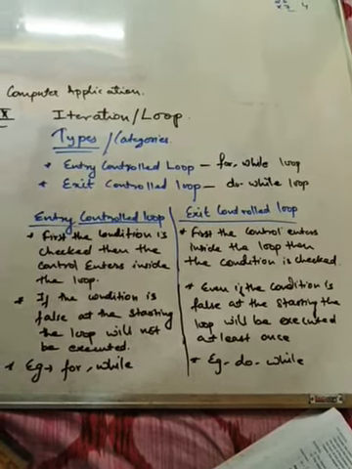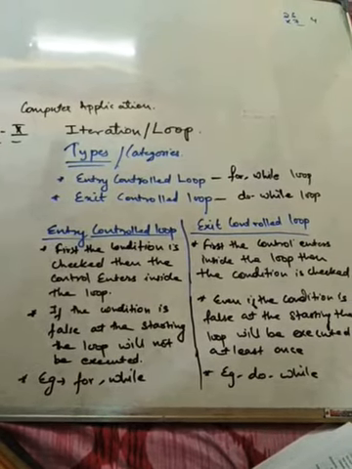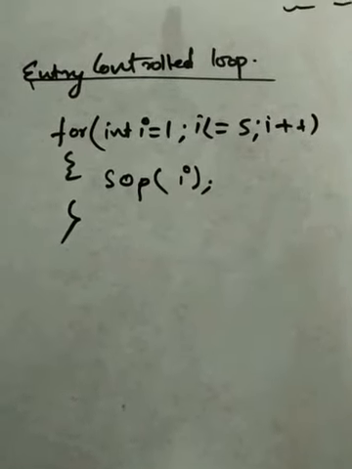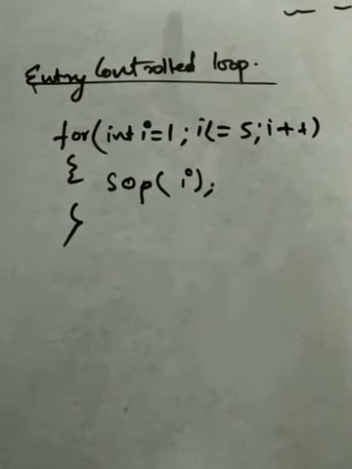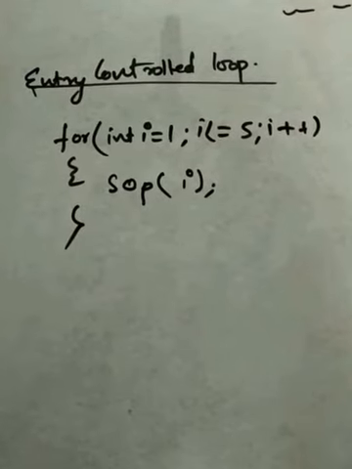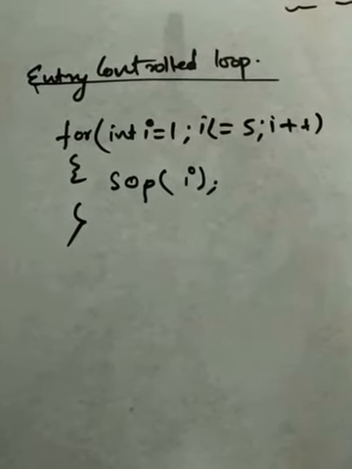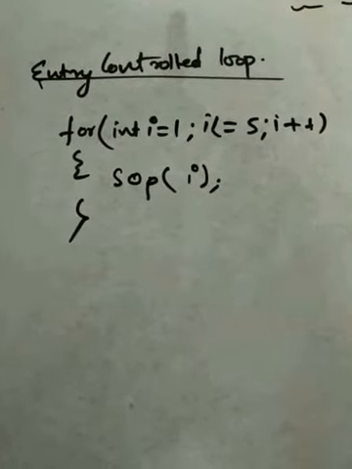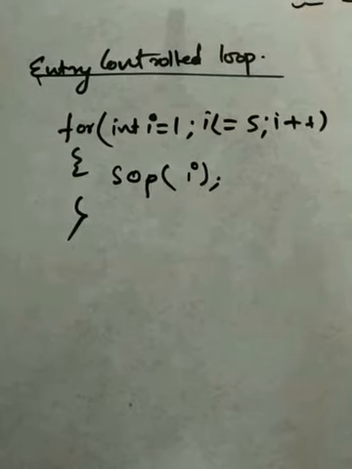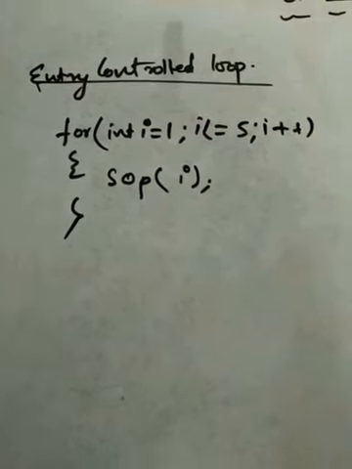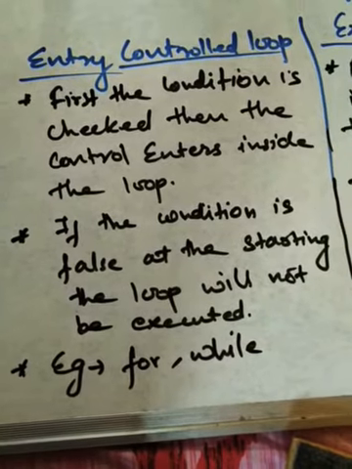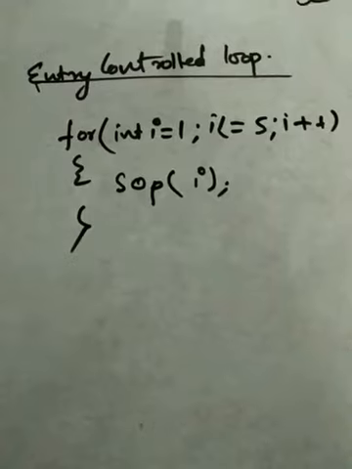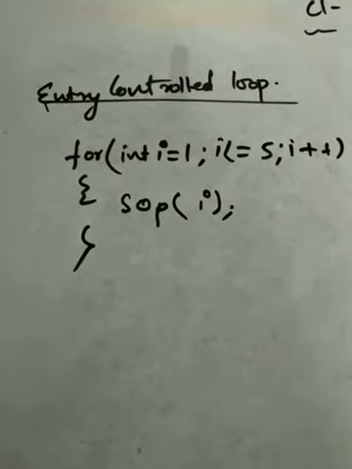Now we'll understand entry control and exit control loops with the help of examples. For an entry control loop, the examples are for and while. We'll see first an example with a for loop, which I discussed at the start when we began the topic of iteration. This is an entry control loop. Why? The first point we discussed was that first the condition is checked, then the control enters inside the loop. In the example, the value of i is checked first.